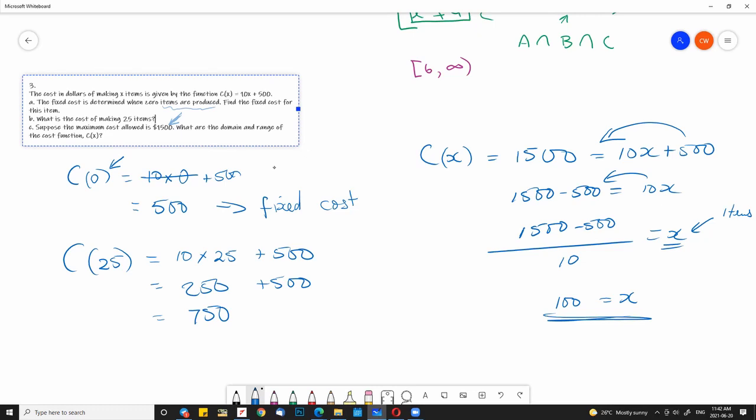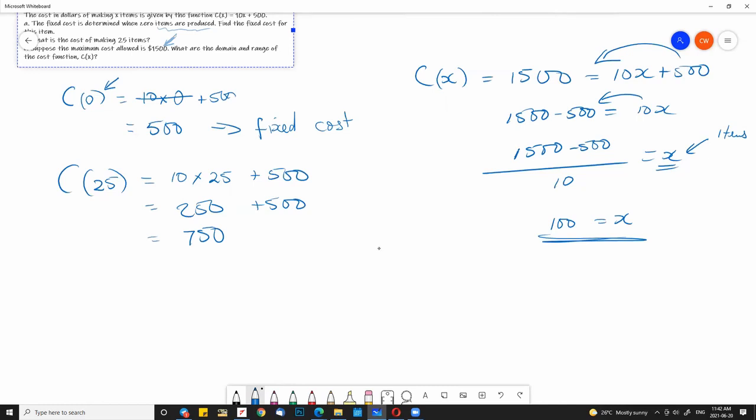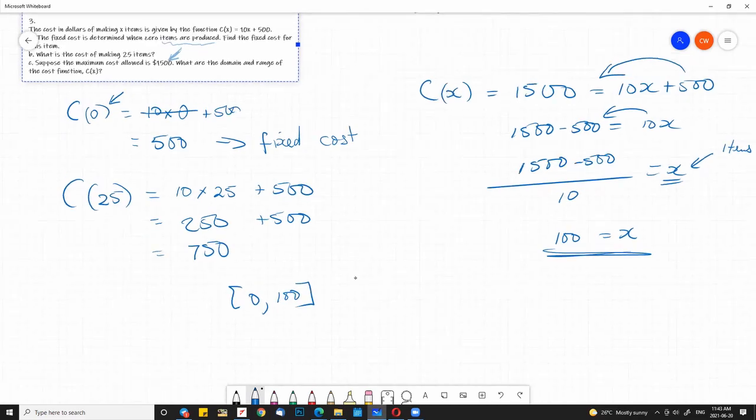So we could produce up to 100. So we could produce from 0 to 100 items, right? And the range is a cost, right? The cost could be anywhere from 0 up to 1,500.